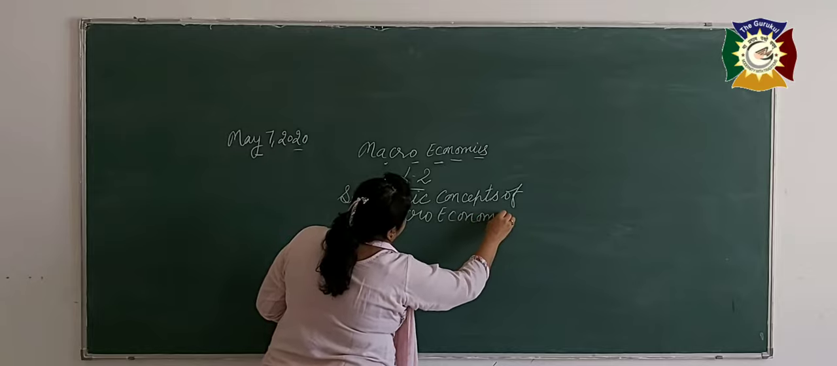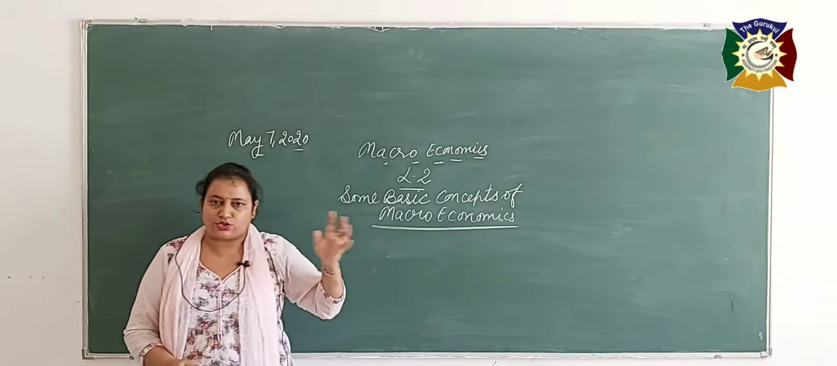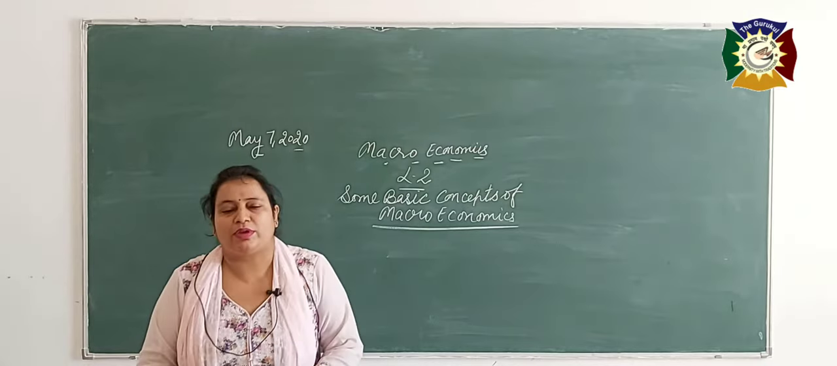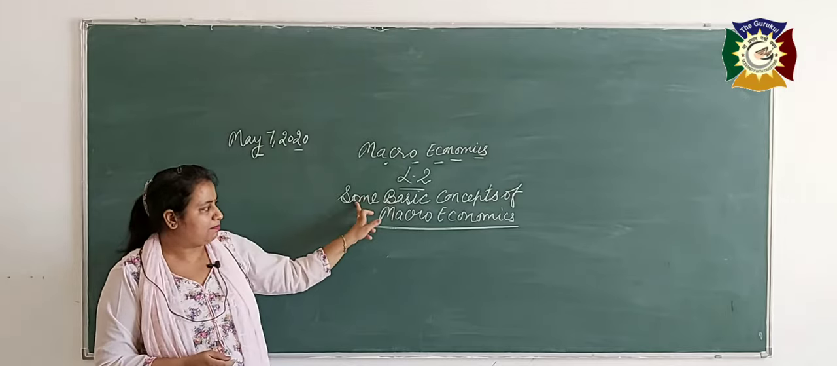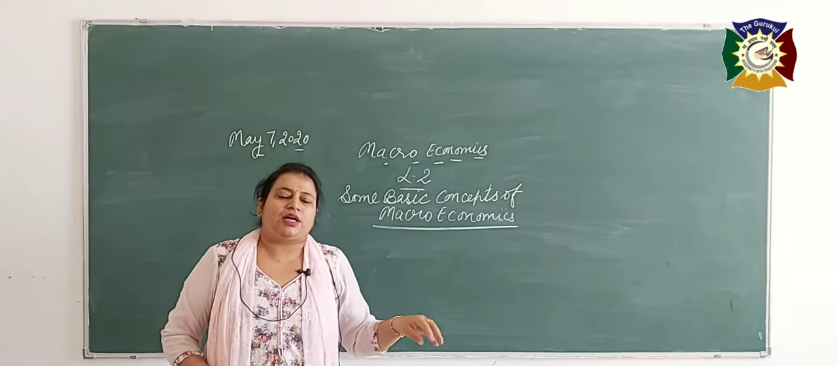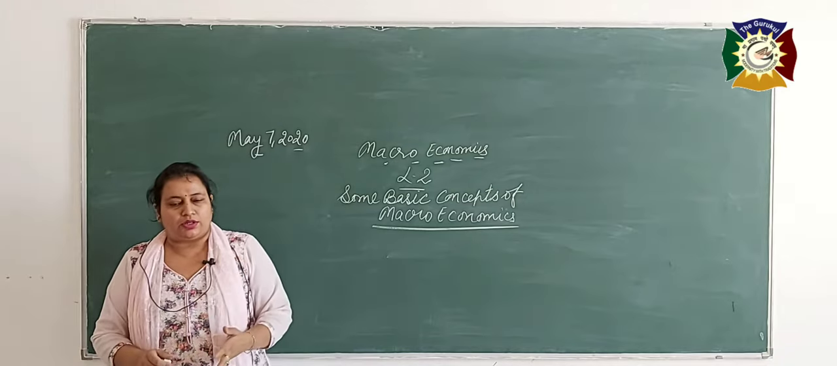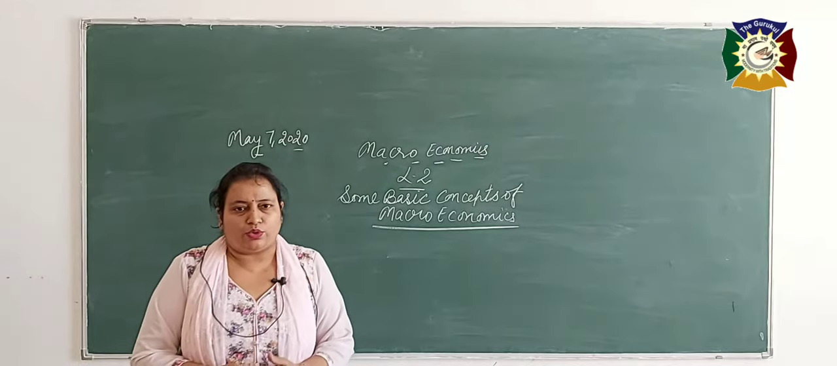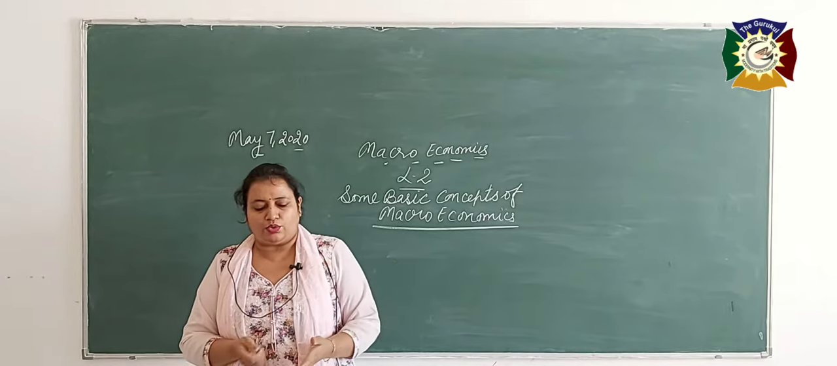Yesterday we discussed the introduction to macroeconomics. In macroeconomics we studied so many things: the economy as a whole, the economic issues and economic problems of the economy as a whole. And today we will discuss some basic concepts of macroeconomics. What are the basic concepts? In macroeconomics we study consumer goods, called consumption goods, and other capital goods, intermediate goods. These goods we will study. Firstly, I will tell you the introduction of this chapter. After that, we shall continue the chapter.